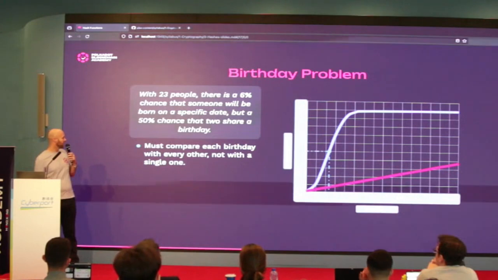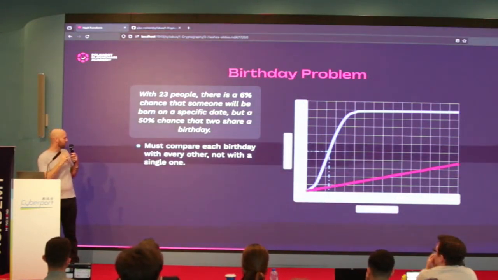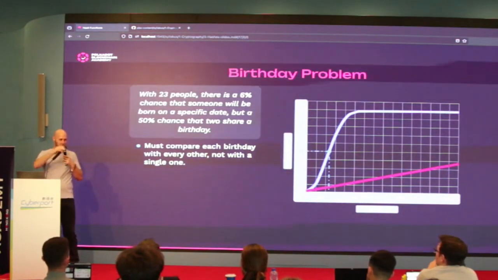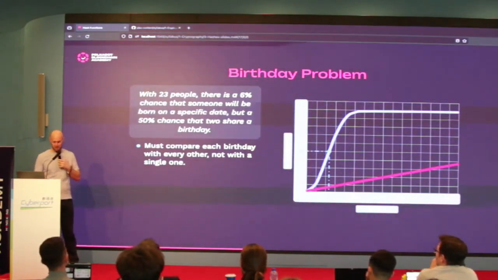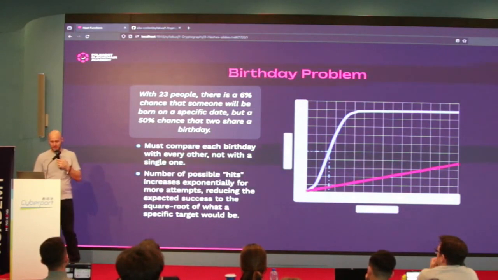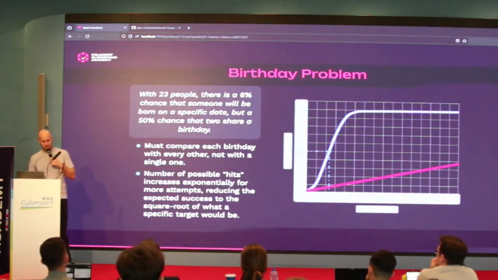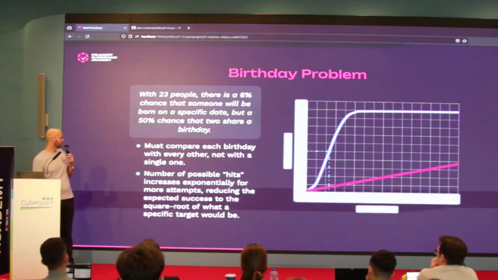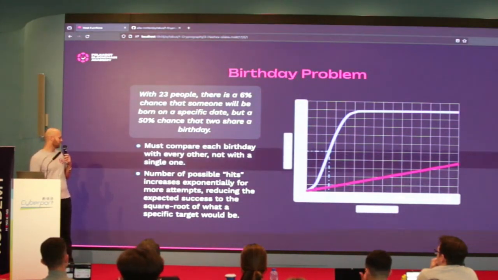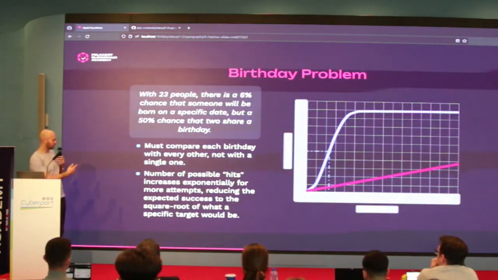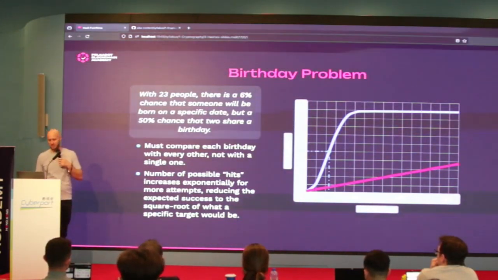So why is that the case? We have to compare each birthday with every other birthday, not with just one. You don't just compare with one person. And so this number of possible hits, or of finding a match, increases exponentially for more attempts. And I guess we're going to show some math of what it looks like.